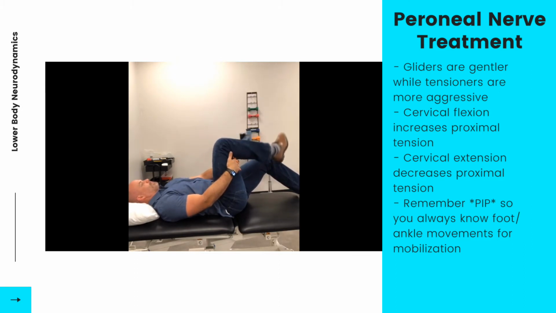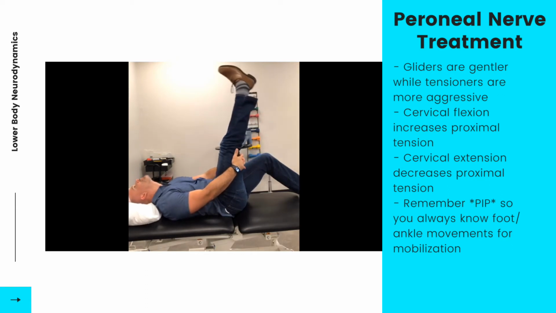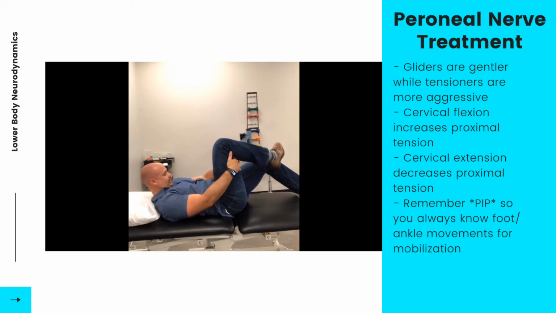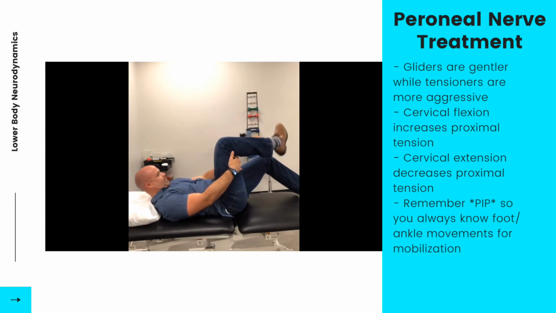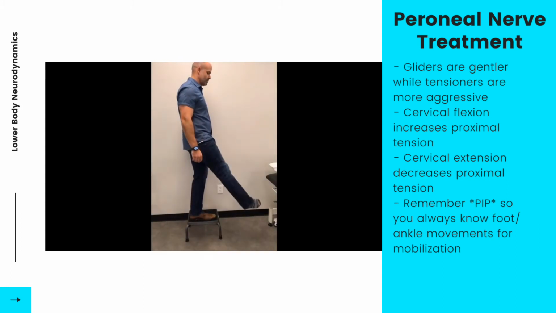In this case, with the foot plantar flexed and inverted, and the knee extending and the head extending, we're gliding the nerve. If the patient were to extend the knee and flex the neck at the same time, that would be a tensioner. A forced progression would be a leg swing with the foot in plantar flexion and inversion. You can always add cervical movement to increase or decrease tension.